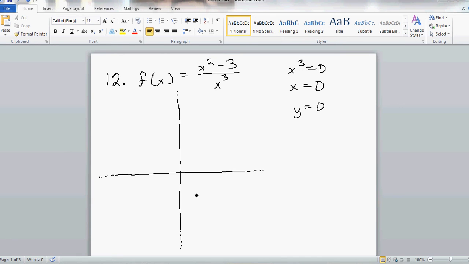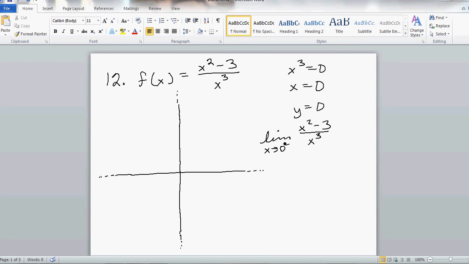What happens? Does it go to infinity? Does it go someplace else? That's what we're looking for. And so we now have that capability, so we can say the limit as x approaches 0 from the left of x squared minus 3 over x cubed.